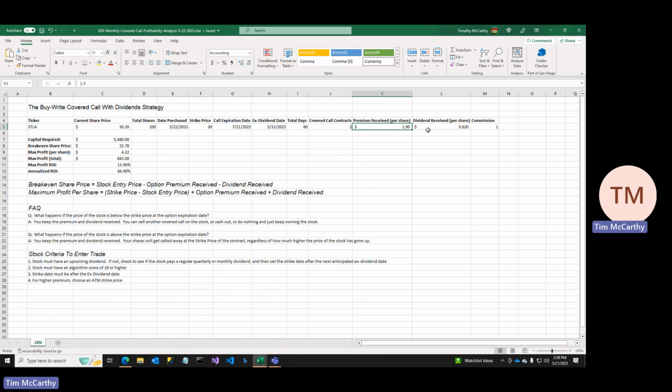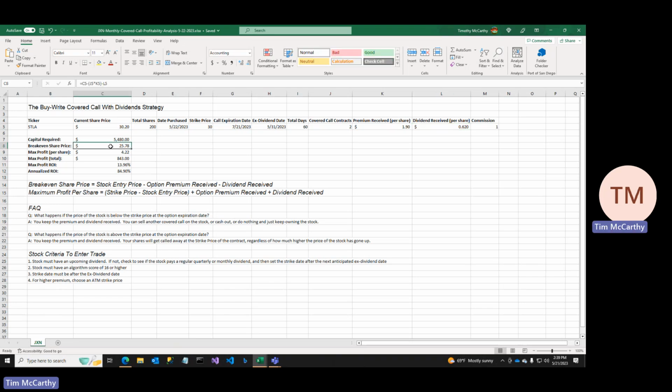Got that there. I plugged in the dividend. So their dividend is paying out May 31st at 62 cents a share. And let's see here. Expires July 21st. So this is looking a lot better. That's almost a 14% max profit, and if we annualize that out, it's about 85%. So that's looking a lot better.